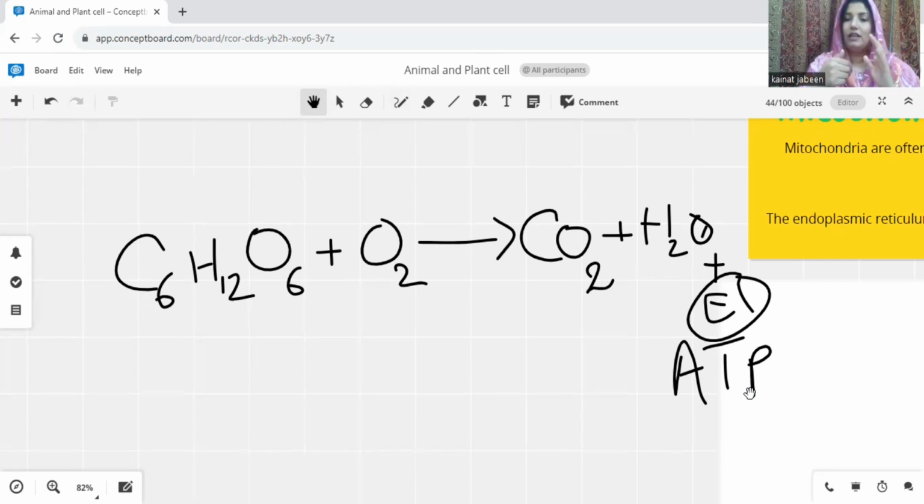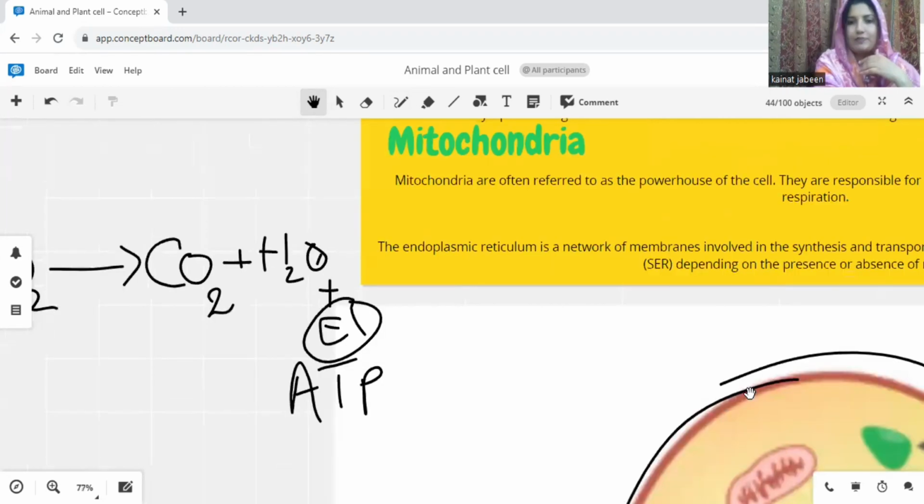Remember this thing, mitochondria is the powerhouse of the cell, and never confuse respiration with ventilation. Respiration happens in the cells, whereas ventilation happens between the environment and the lungs, in which we inhale oxygen and release carbon dioxide gas.